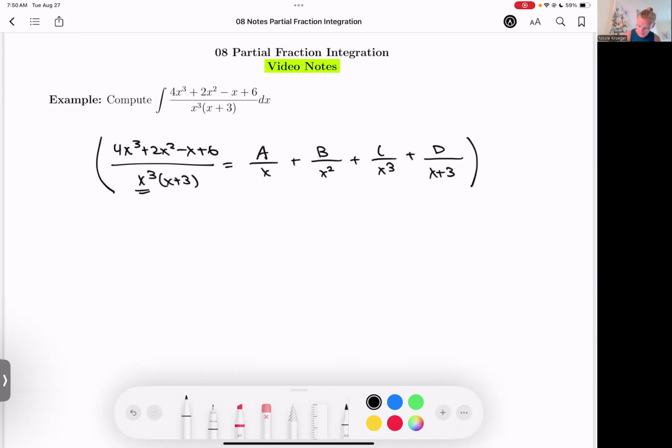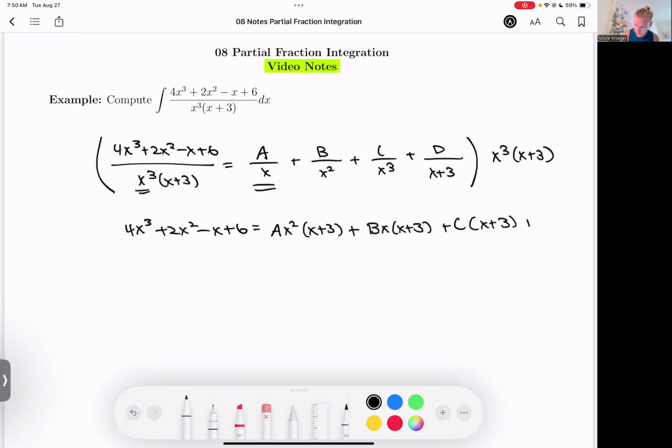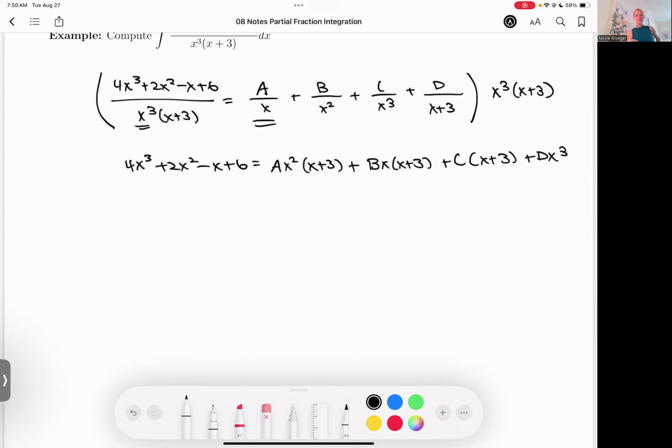Okay, so now when I multiply A by my common denominator, I'm going to be left with A x squared times x plus 3. When I multiply B over x squared by it, I'm going to be left with Bx times x plus 3. C is just going to leave me with an x plus 3 and D with an x cubed.